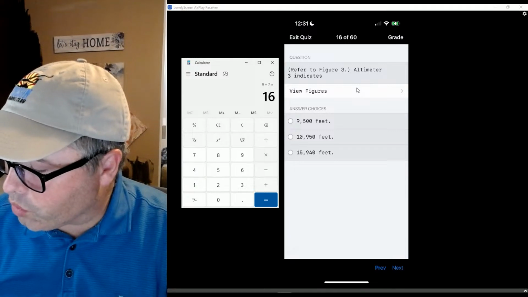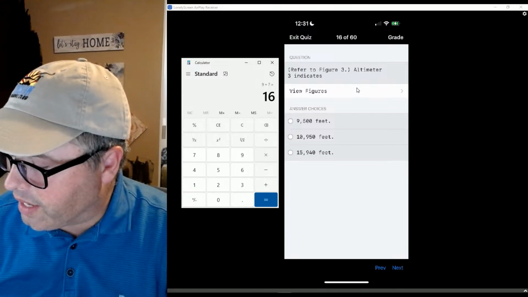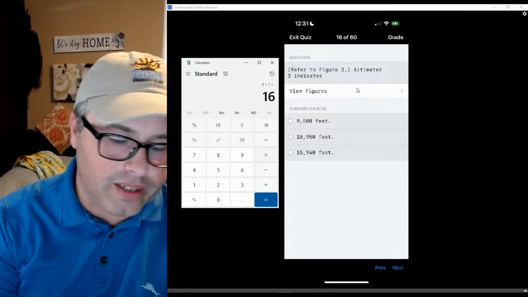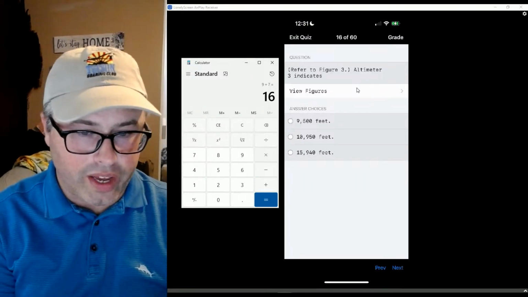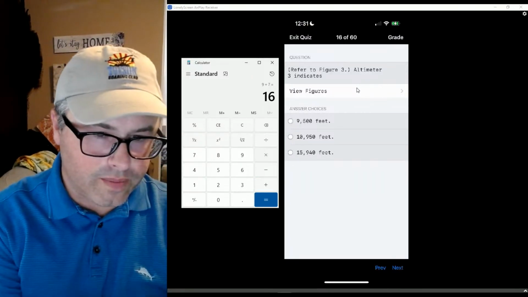Refer to figure 3. Altimeter 3 indicates... Okay, this is how to read a clock, which is an altimeter. An altimeter is a clock. How do we do that? We're going to go to figure 3.